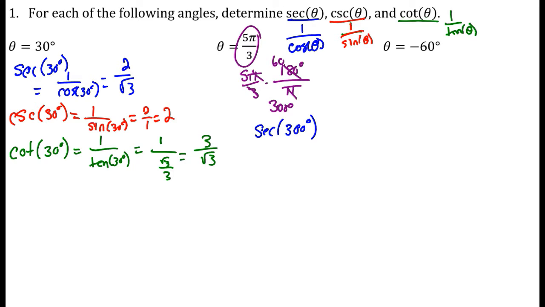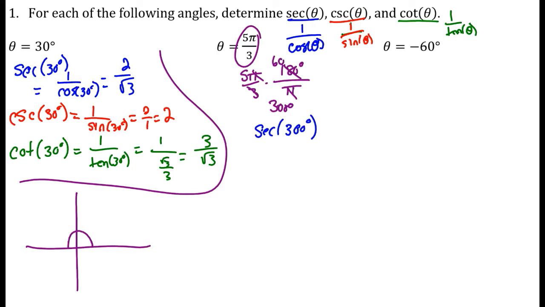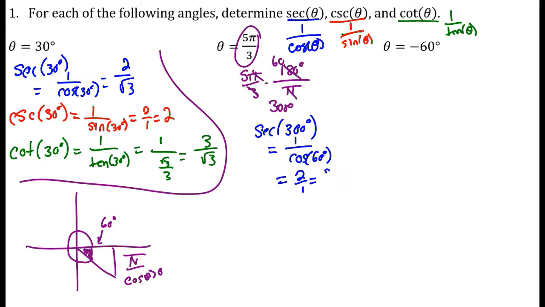Well, first of all, let's get a unit circle, and I'm going to do this over here. 300 degrees is in quadrant 4. What's my reference angle? Well, it's pi over 3, which is a good indicator that it's a 60-degree reference angle. And in quadrant 4, we know that cosine is positive, and sine and tangent are negative, so that means secant's going to be positive. So this is equal to 1 over the cosine of 60. What is the cosine of 60? The cosine of 60 is a half. So when I flip a half, I get 2 over 1, which is 2.